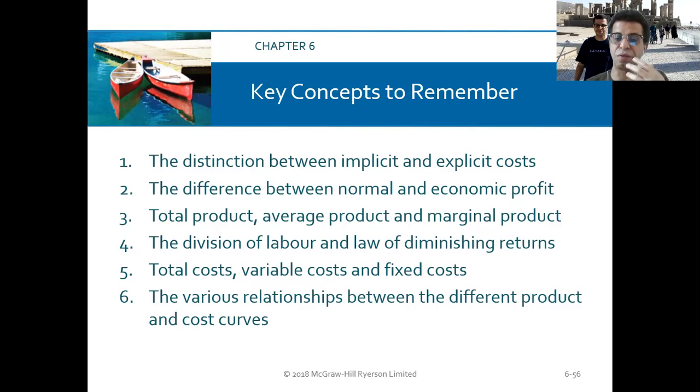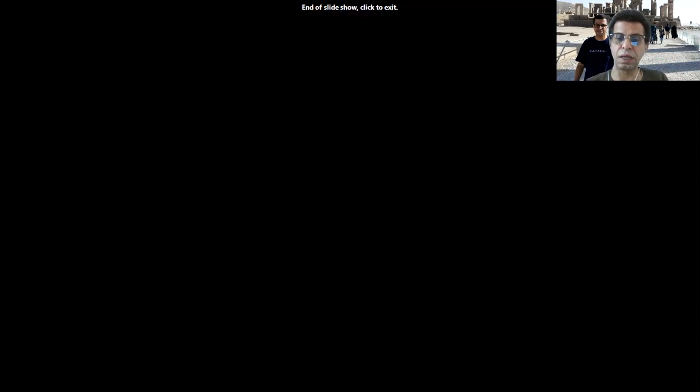We spoke about the division of labor and the law of diminishing returns, with the marginal costs keep going up, when people are really getting tired, for example, and they're producing fewer units per certain hours. Then we spoke about the total cost, variable cost, and fixed cost, the various relationships, and that's it.